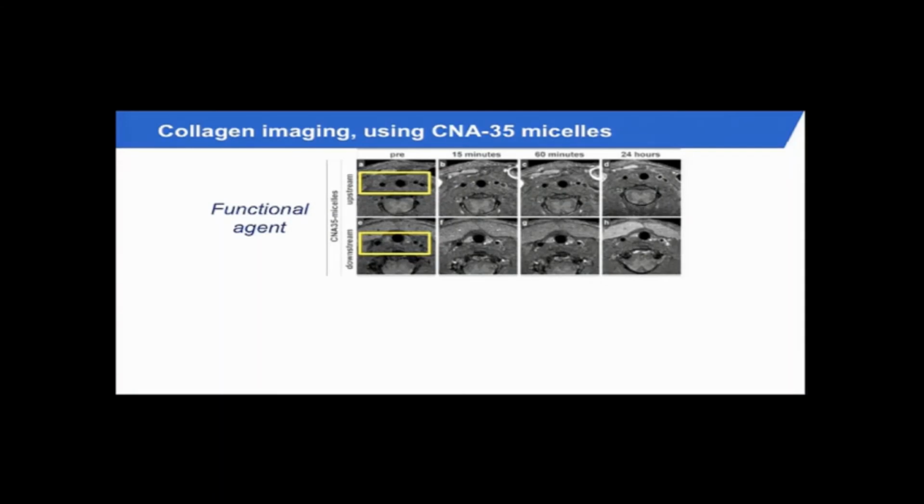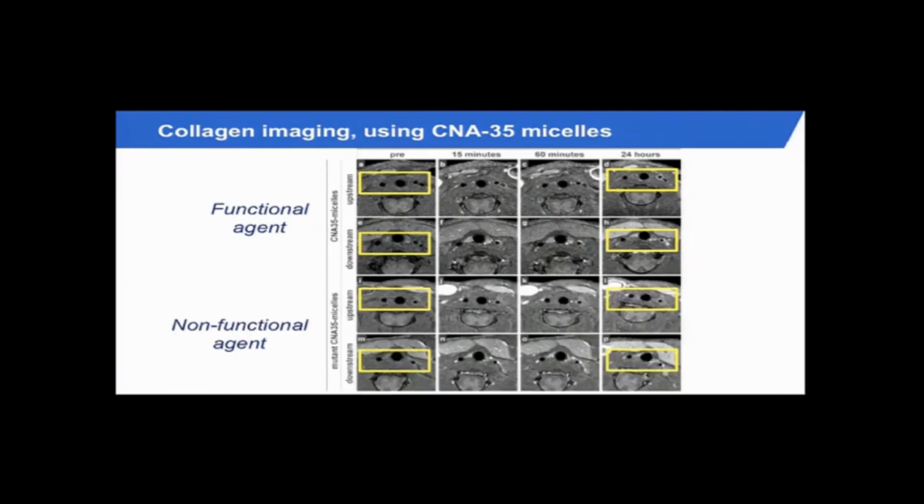So these are slices through the neck of the animal. This is the non-lesioned vessel, and this is the lesioned vessel. This is the upstream and the downstream location using a functional agent. We do see a nice signal change in the lesioned wall, but not in the other one, and a non-functional agent basically shows very little effect.